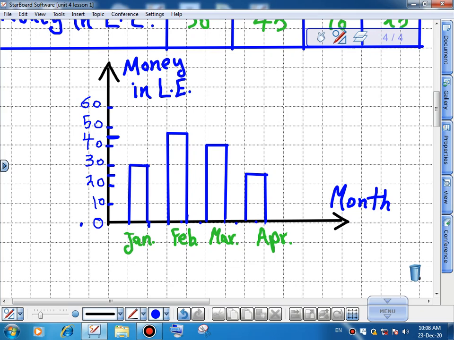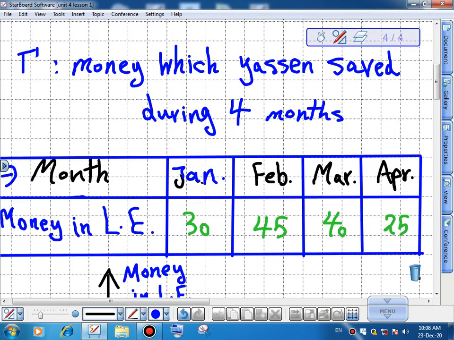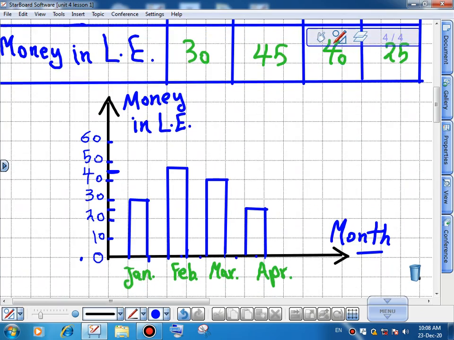Okay? We draw 2 axes, vertically and horizontally. The first one is money in LE, the second one is month. On the first, we skip counting by 10: 0, 10, 20, and keep counting to 60. On the second axis, we start from January and end in April. It will be after every 2 squares: 1, 2, 1, 2, 1, 2, and so on until April. This is called the bar graph method to represent any data.